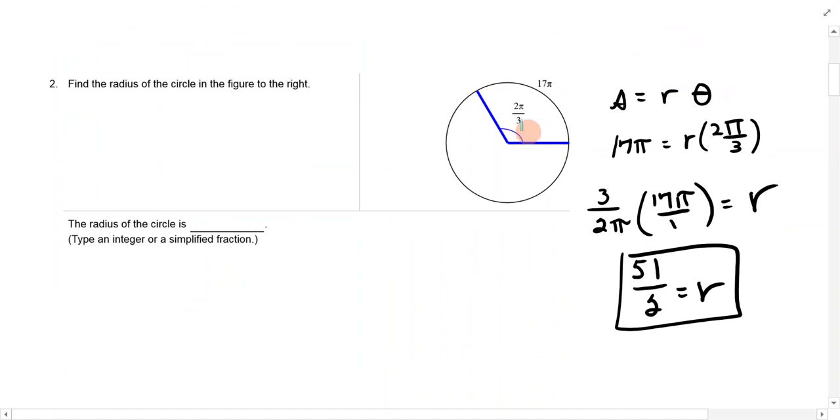So on this one, your theta is 2 pi over 3. Your S is given, so you have 17 pi for the S, and so we're looking for R. 17 pi equals R times 2 pi over 3. When you divide by this to get rid of it, you flip it, so you have 3 over 2 pi. The pi's will cancel out. 3 times 17 is 51 over 2 equals R.